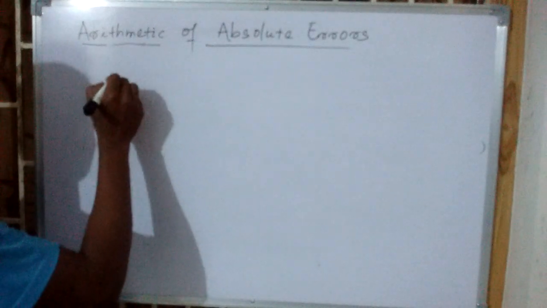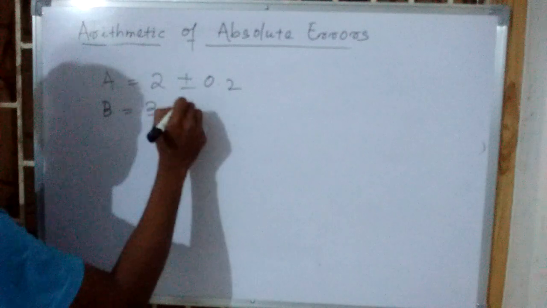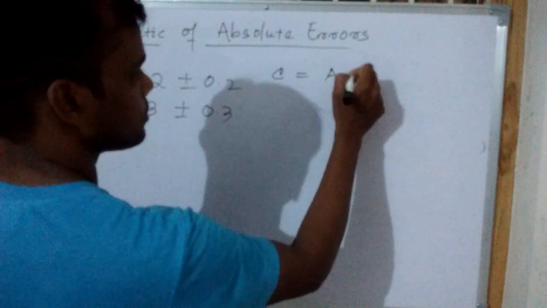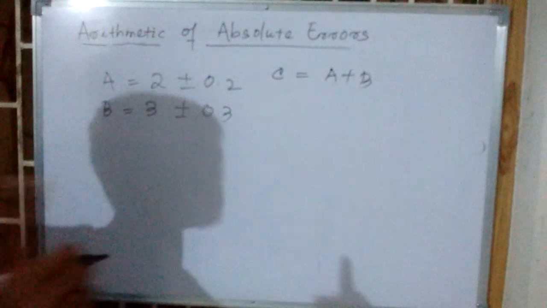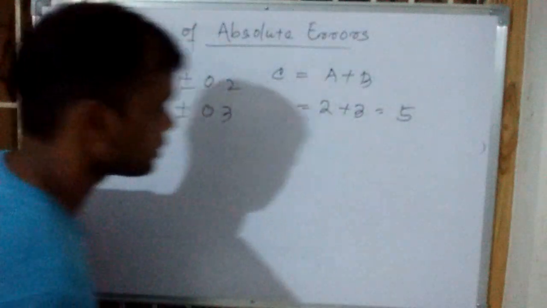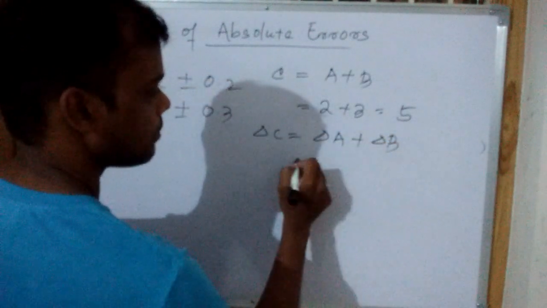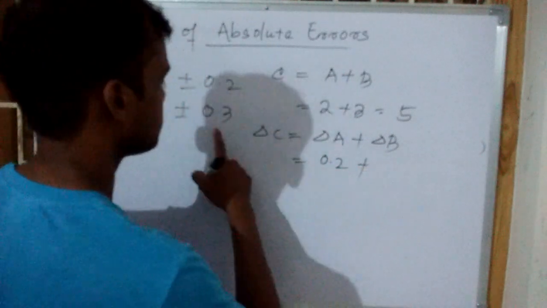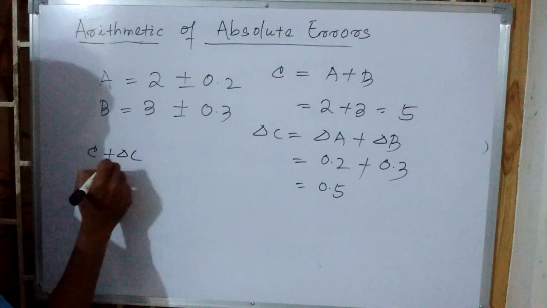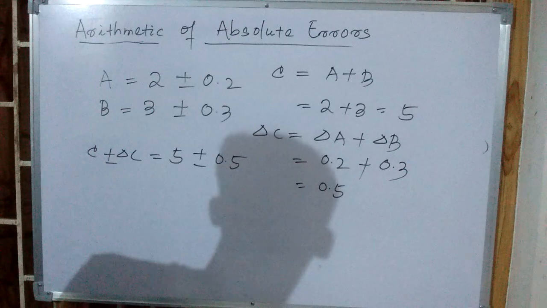Example is, suppose A is equal to 2 plus minus 0.2, B is equal to 3 plus minus 0.3. Then what is the value of C? Of course, C is equal to A plus B. Okay, then what is the value of C with its error? Obviously, C is equal to A plus B is equal to 2 plus 3. This is equal to 5. Then what is del C? Del C is equal to del A plus del B. Del A value is 0.2 plus del B value is 0.3, 0.5. So C plus minus del C is equal to 5 plus minus 0.5. Very simple. This is the method.